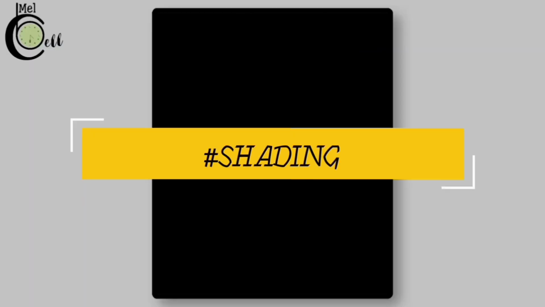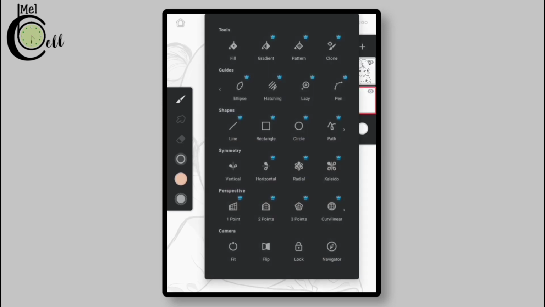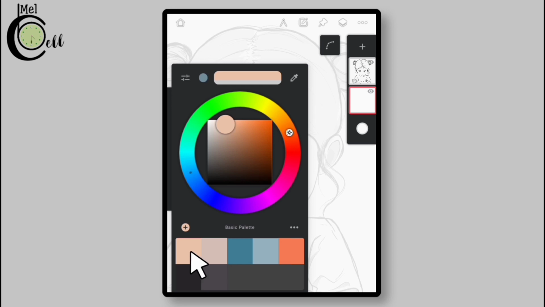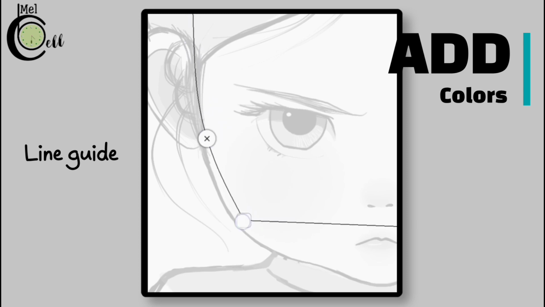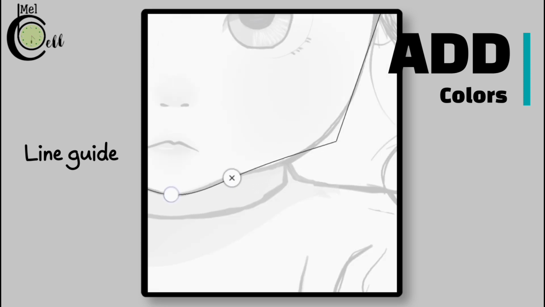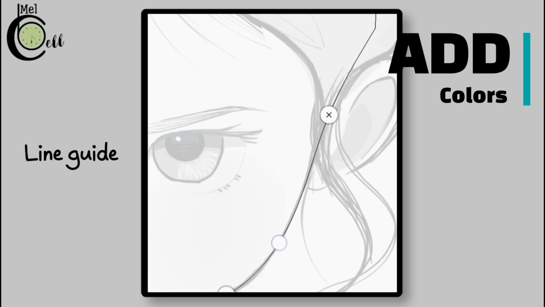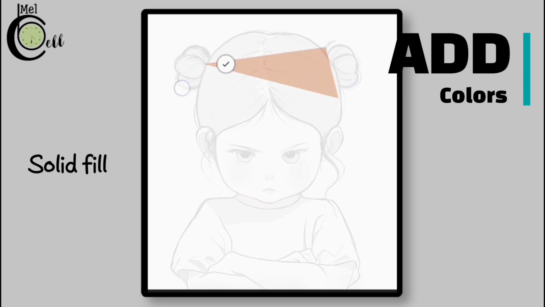Let's do the coloring now. Add a layer and arrange it below. Select line guides. Select skin color. Now select the path through the line guide to add color to. Now lock the path and using solid fill path, then hit OK.